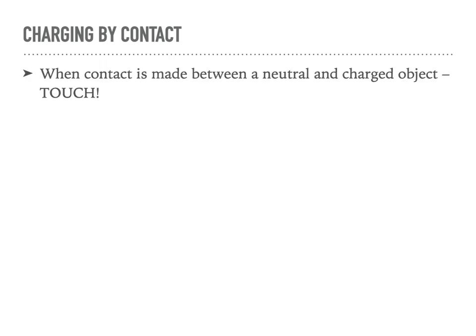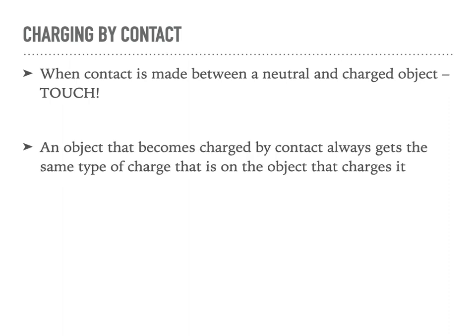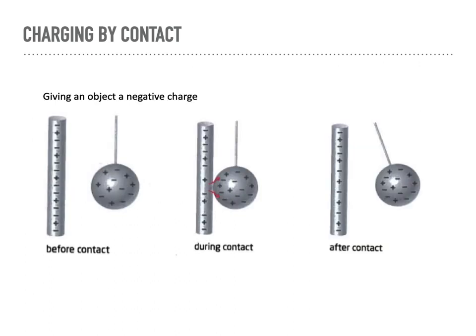All right, the next type of charging is charging by contact. So this happens when we actually touch two objects together, okay? We get this type of charge when we make contact between two objects and it charges it and it gives it a permanent charge. So if we look at this diagram here, we have a pith ball, and a pith ball is just a little piece of metal, often aluminum, that's hanging from a string, and it's often used in science in static electricity experiments.